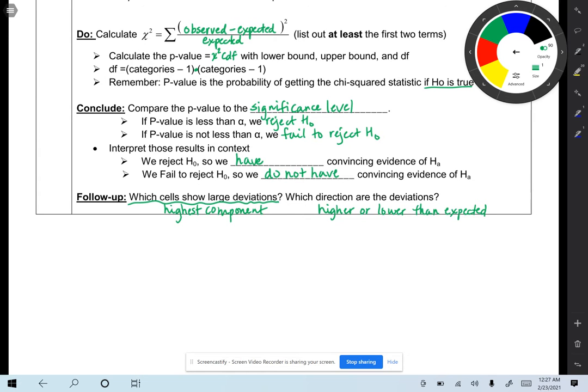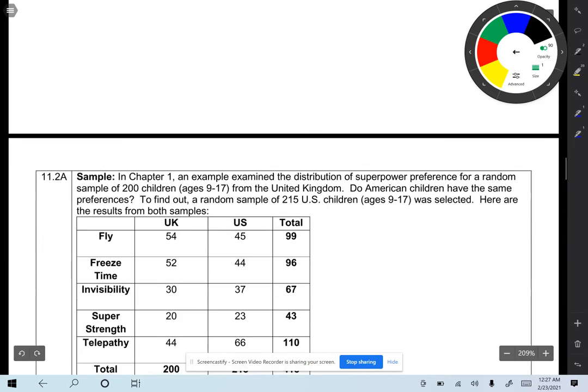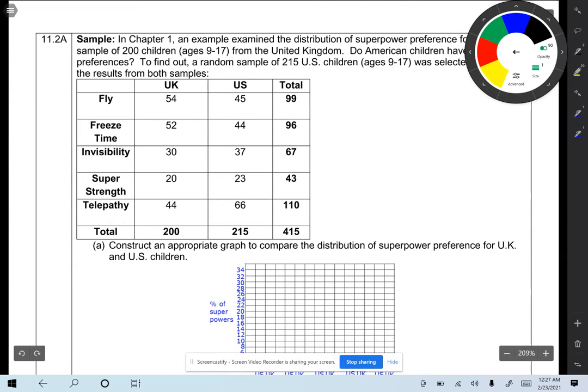Great, and we are going to do an example. And this takes quite a bit of time because we have to make a graph. But in Chapter 1, an example examined the distribution of superpower preference for a random sample of 200 children ages 9 through 17 from the United Kingdom. Do American children have the same preferences? To find out, a random sample of 215 U.S. children ages 9 through 17 was selected. Here are the results from both samples.